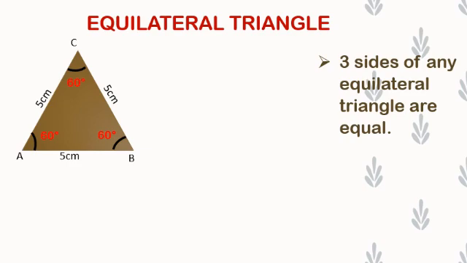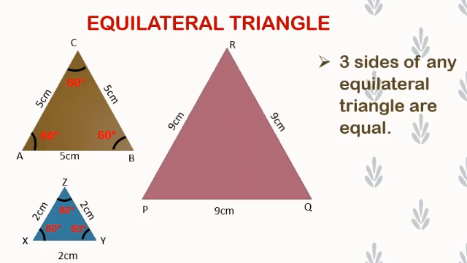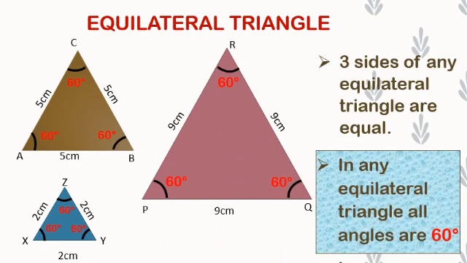Next, I am drawing another triangle with three sides of 2 centimeters each. Then what about the angles in this triangle? Anybody can say? Yes, angles are 60° each. Very good. Then if I draw another triangle with sides 9 centimeters, what will be its angles? Yes, its angles are also 60° each. Then we can say in any equilateral triangle, all angles are 60°.